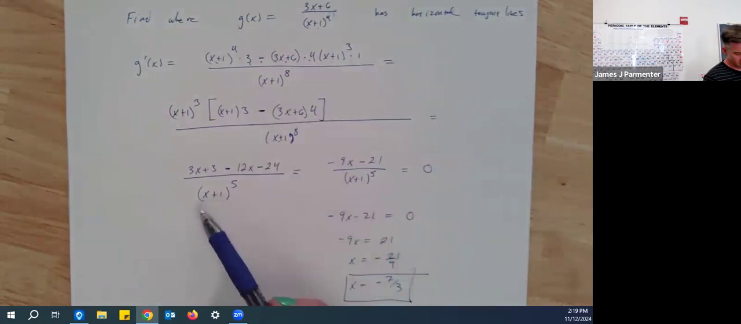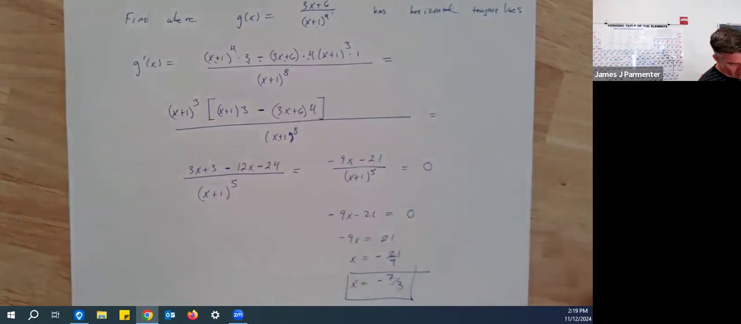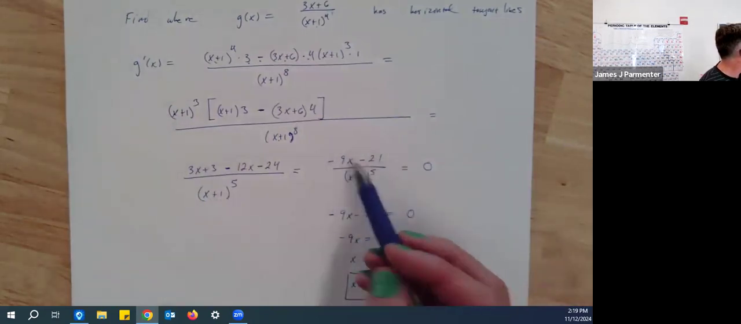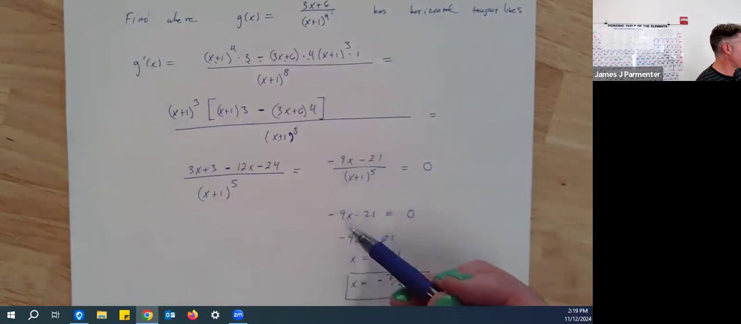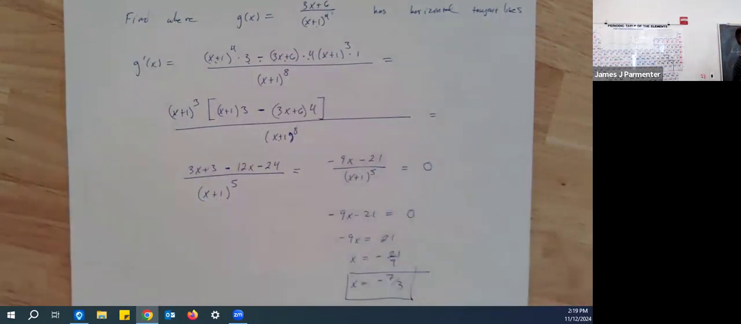So I will tell you, in fact, if we took the derivative of this, negative 9x minus 21 over x plus 1 to the 5th, I should say, if we took the second derivative of g of x, then we would, after simplification, end up with x plus 1 to the 6th power in the denominator. Always happens. In fact, let's go ahead and do it.